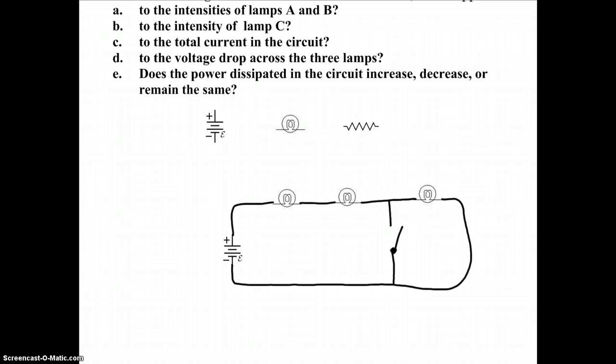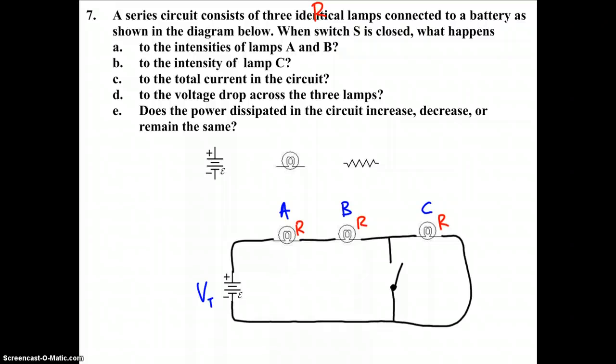Let's label all our information. We've got our total voltage here. We've got lamps A, B, and C, which each have resistance R. Okay, so we're good there. And now that our circuit is drawn, let's go back up and take a look at this.